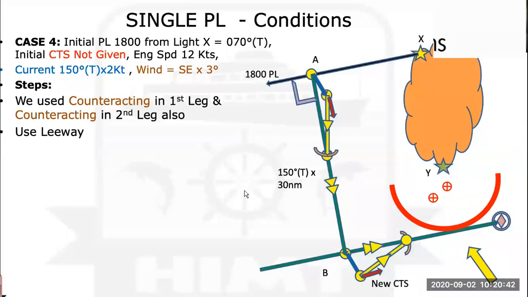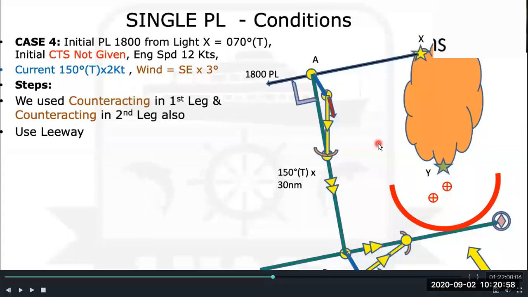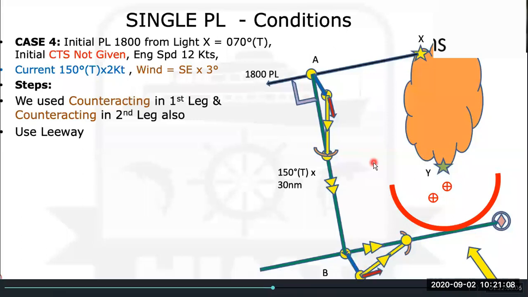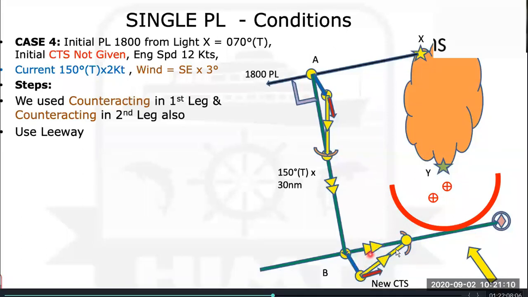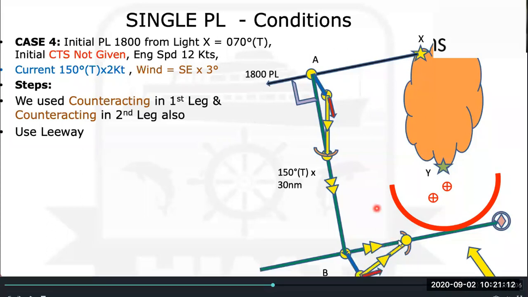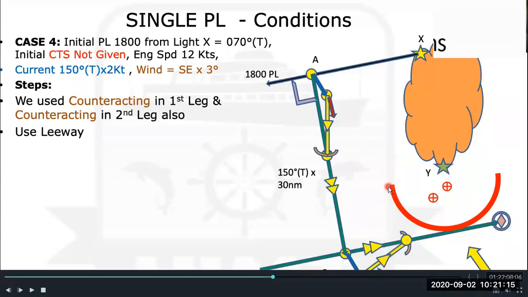Now once we reach point B, then we need 070 as our course made good, but we are being asked what will be our course to steer. So how can we find the course to steer? Again, you put current 150 into 2 knots and again cut an arc of 12 miles. So we will get this leeway track.